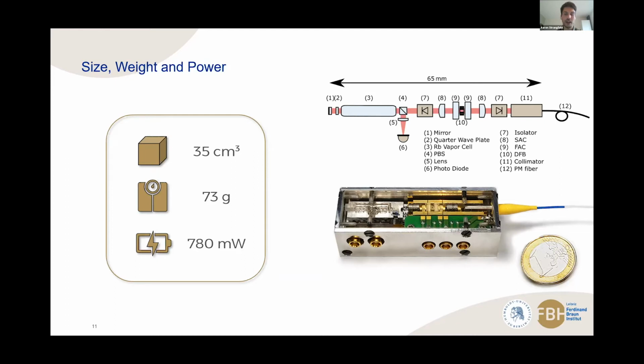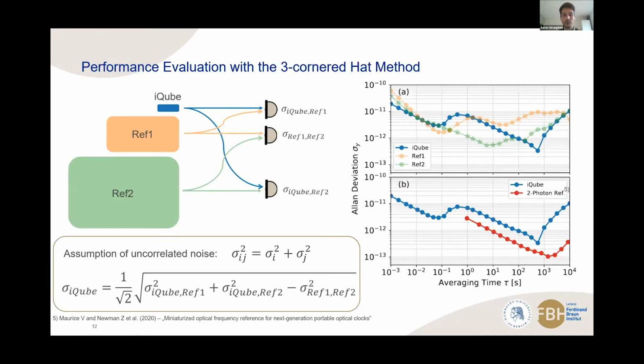After this, I went on to the performance evaluation. We wanted to know, does it still keep up with the performances shown in the bigger modules? And for this, I did a 3-cornered hat measurement. By using 3 references and assuming that the noise contributions of all references are uncorrelated, you can use 3 comparison measurements by beat notes to evaluate the individual performance of the module. We called it iCube, for integrated quantum sensors on a CubeSat.